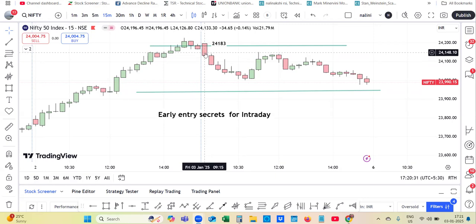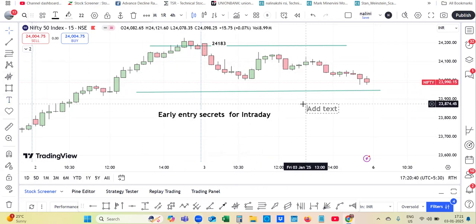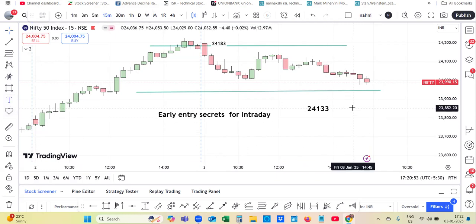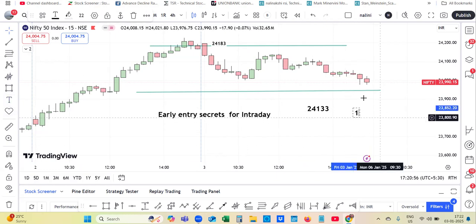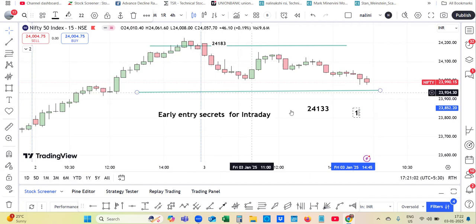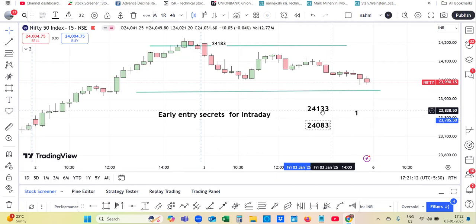If I place the cursor on this candle, the closing price is 24,133, and for this candle I am giving weightage 1, since it is the first candle. For the next candle, the close price is 24,083. I am showing it for only two candles so that you can understand. For this candle, I am giving weightage 2.